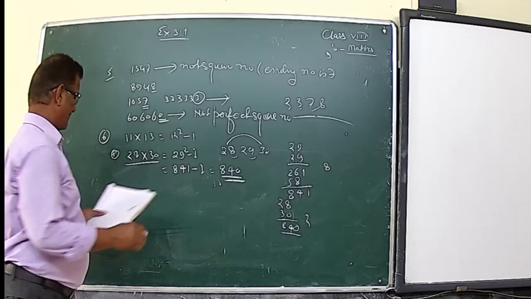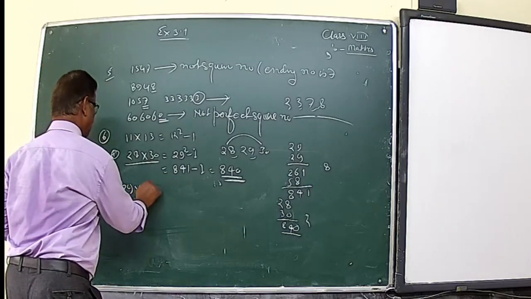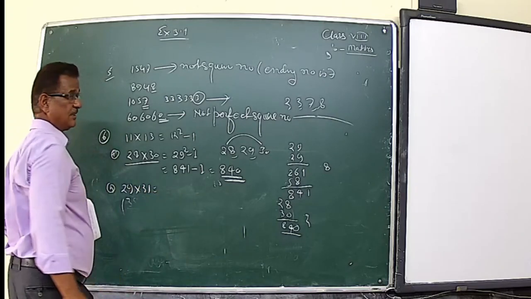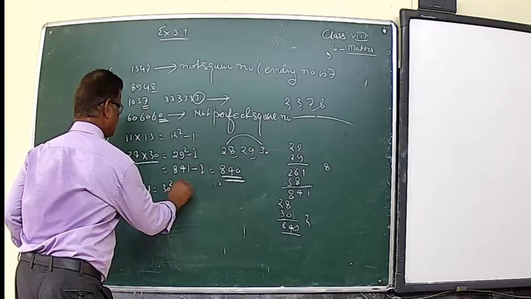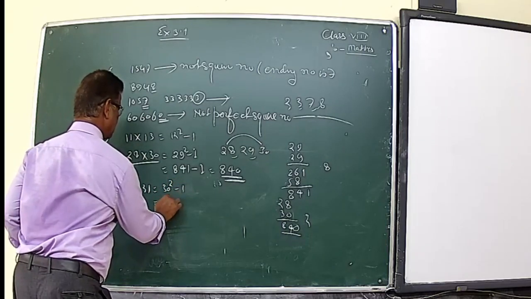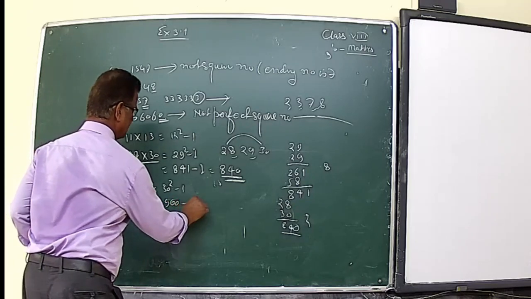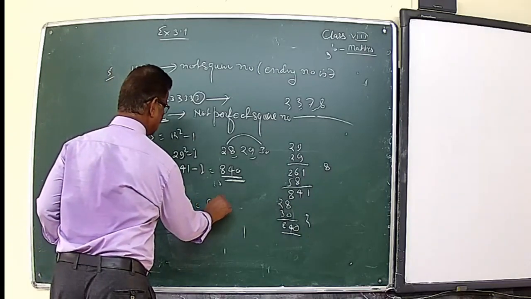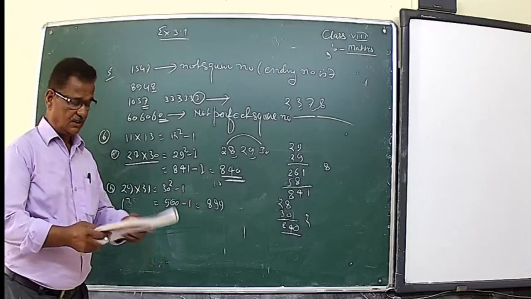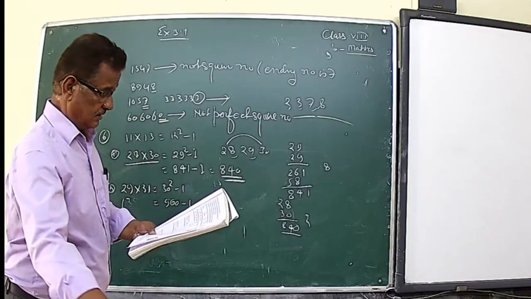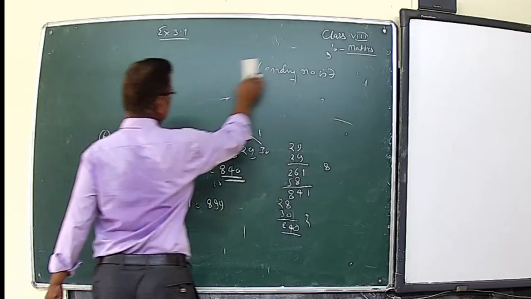Here given 29 into 31. The number lying between 29 and 31 is 30, so 30 squared minus 1 is equal to 900 minus 1, which is 899. The product is 899. Similarly, you can do the remaining questions. Now, the seventh question. Question number 7.